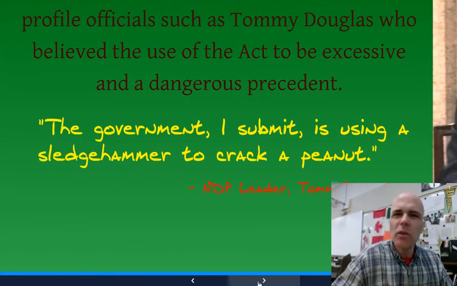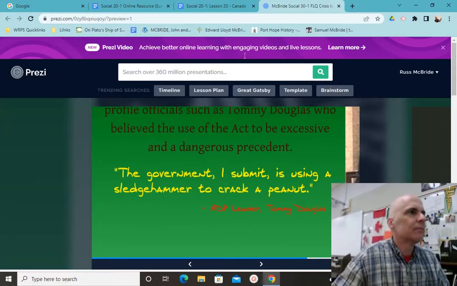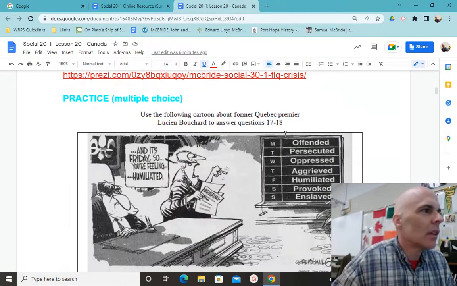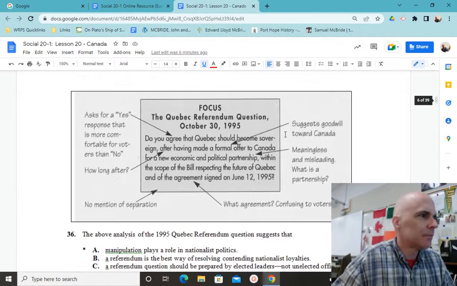Not everybody agreed with the War Measures Act. Tommy Douglas, the NDP leader, famously said it's like using a sledgehammer to crack a peanut. So we got that. Then we have some more multiple choice practice. Do with that as you wish.